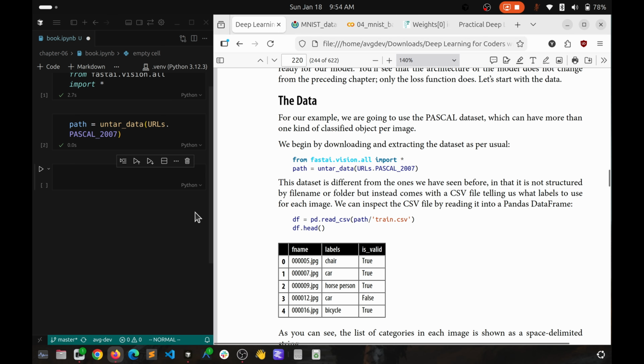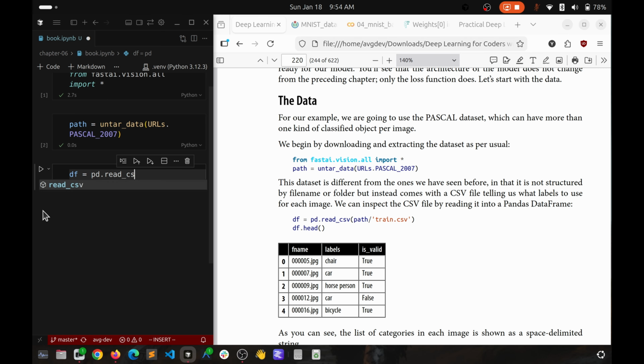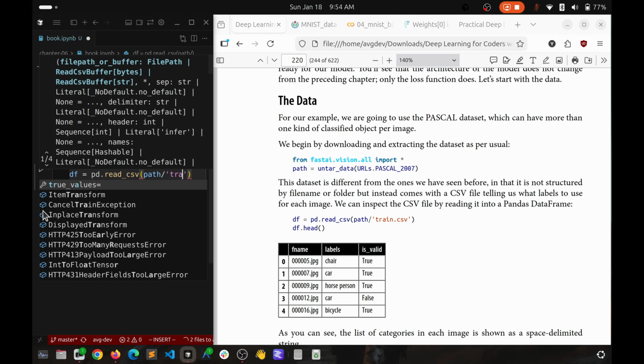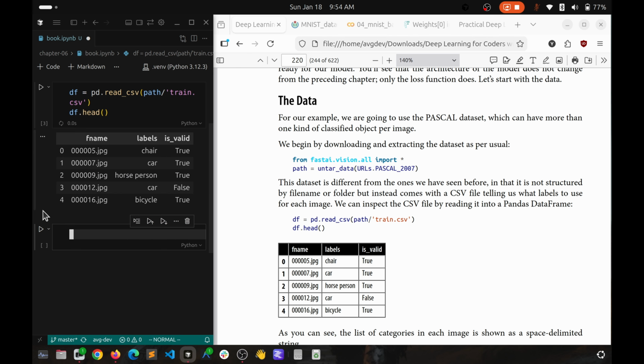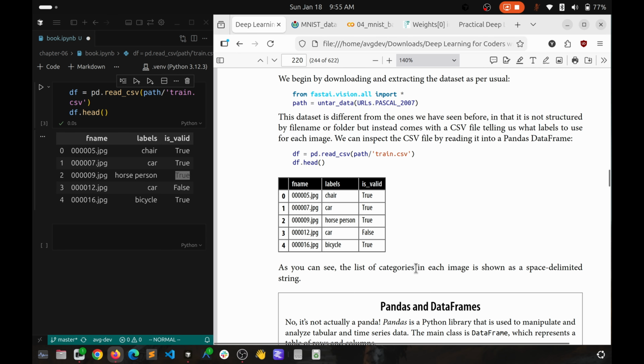Okay, so let's create that DataFrame. Yay, spacebar works. pd.read_csv(path/'train.csv'), and then df.head() to show the first few items. So we have the file name and the labels for it. So this is multi-label, right? This picture probably contains a horse and a person. is_valid is probably the validation data. As you can see, the list of categories in each image is shown as a space-delimited string.